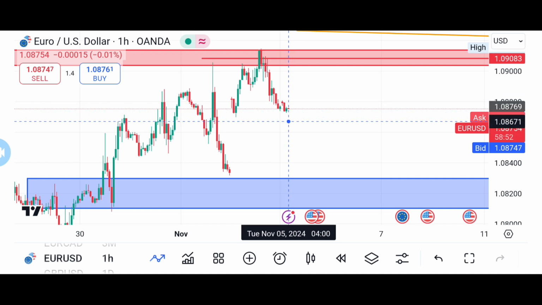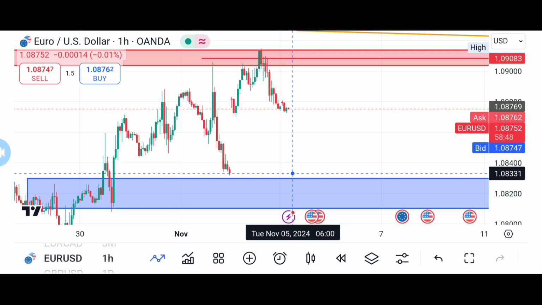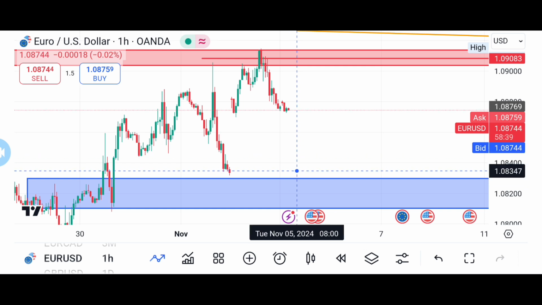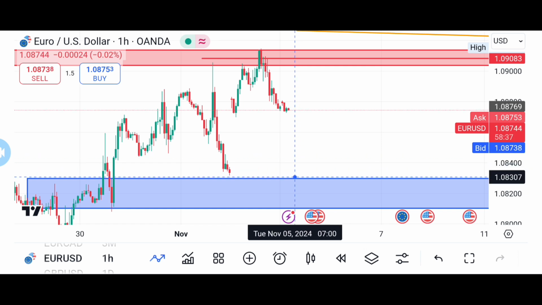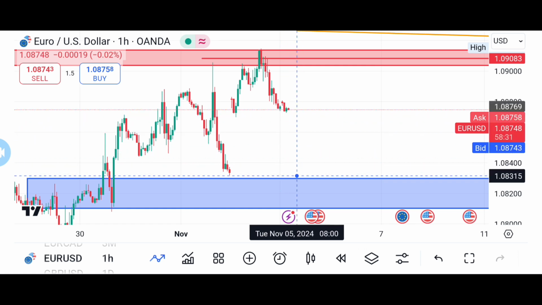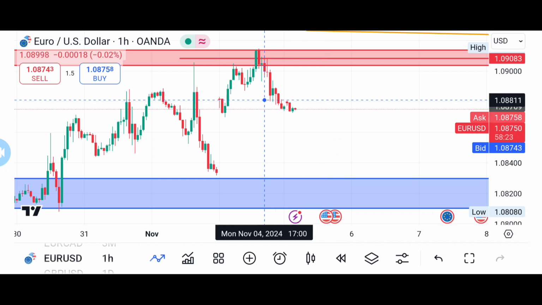So I'm still in a sell. I'm still selling this pair until around 1.08300, around there. My TP will be around 1.08300. Are we together, guys? So that will be my TP.